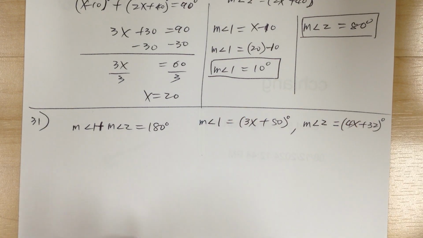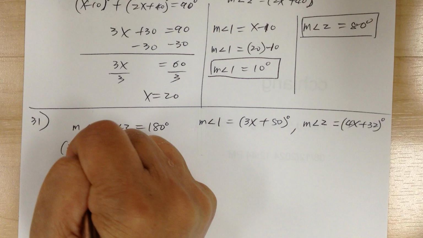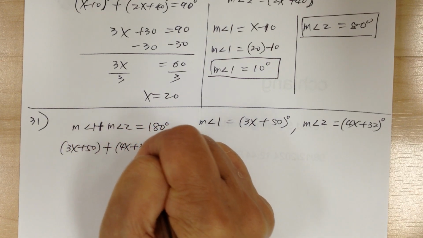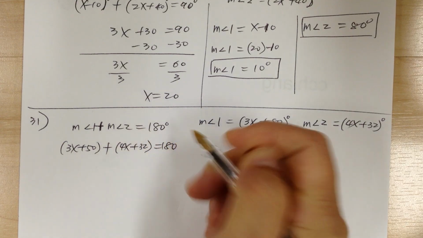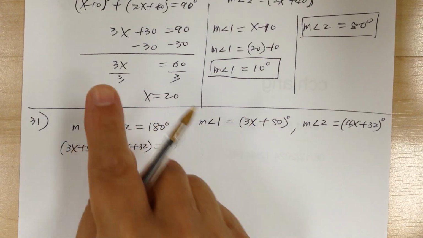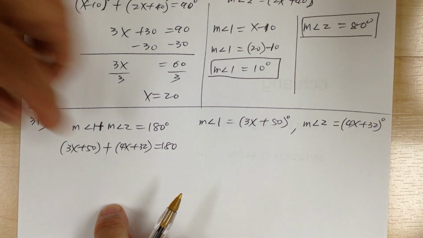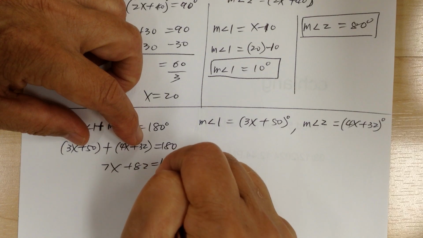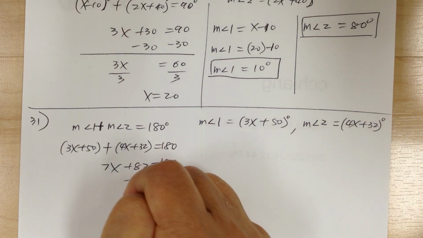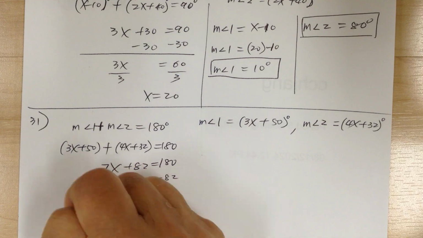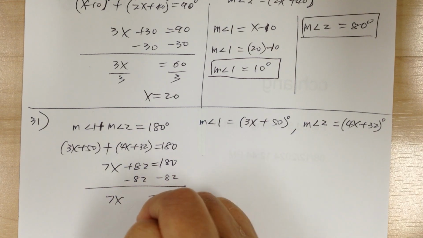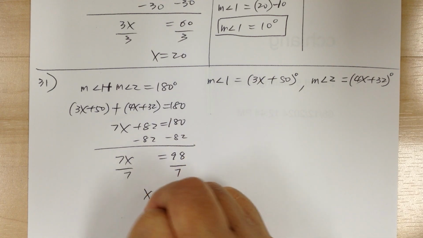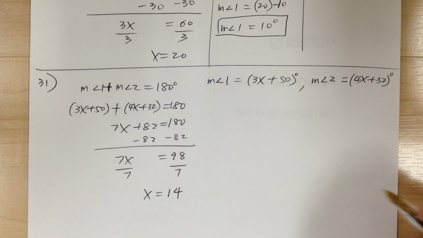Okay, so again, let's substitute this into here. You got 3x plus 50 plus 4x plus 32 equal to 180. Again, while I'm doing the calculation, I'm just going to drop all the degrees. Combine the like terms, so 7x plus 82 equal to 180. Minus 82 on both sides, so I got 7x equal to 98. Divided by 7, divided by 7, so x equal to 14.